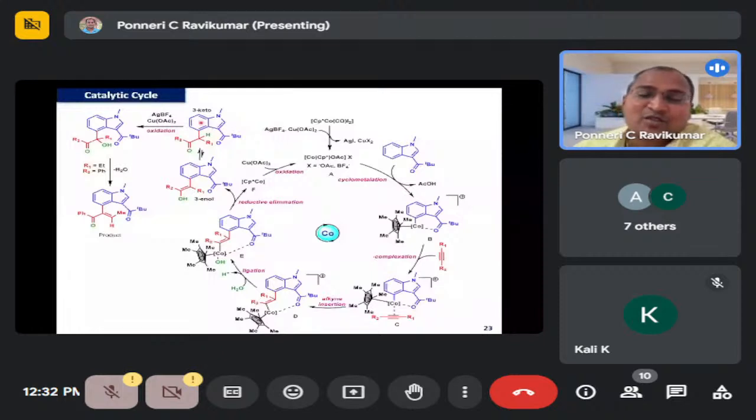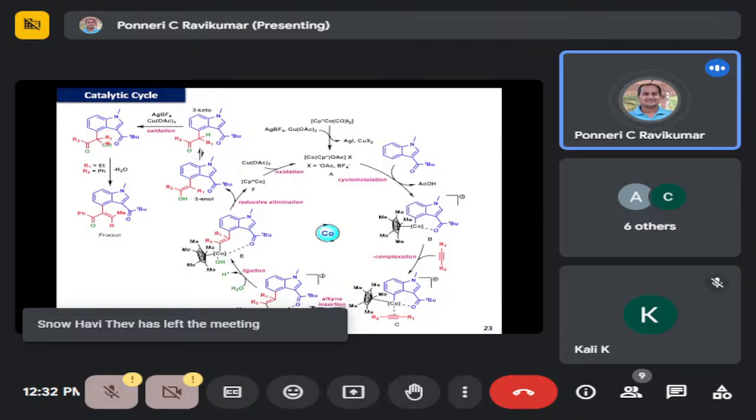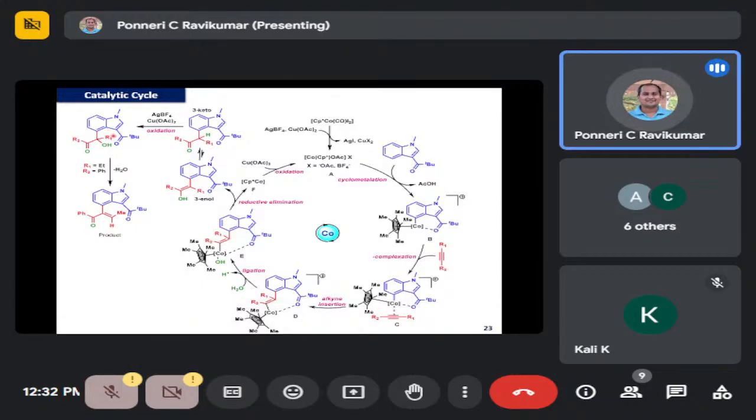So we have already proved that this deoxygenated product undergoes oxidation in the presence of silver and copper salts. So we propose that this is formed, and this undergoes oxidation to get this hydroxy group. And if R1 is an alkyl group, this hydroxy undergoes elimination to get this enol product.